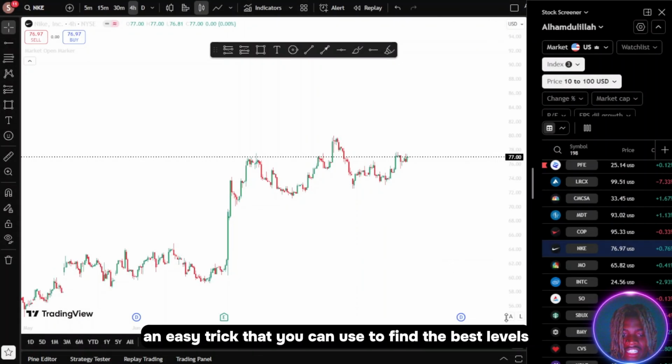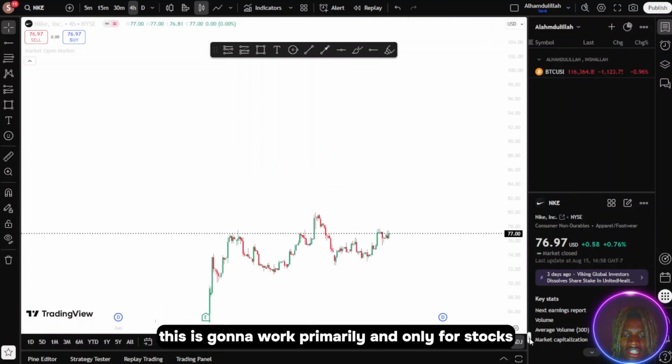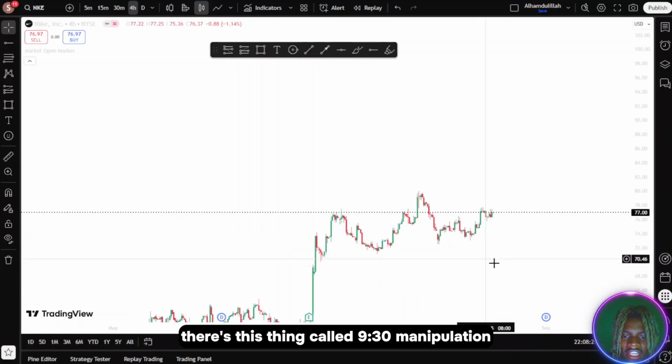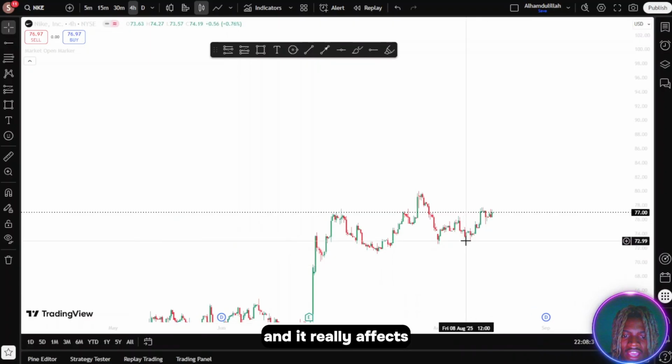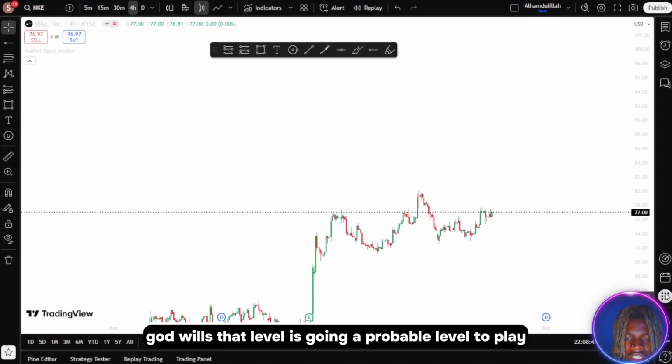I'm going to show you guys an easy trick that you can use to find the best levels and the best areas of support and resistance for stocks. This is going to work primarily and only for stocks. There's this thing called 9:30 manipulation, and it determines the probability of a level. If you see a market level reacting multiple times from an opening drive level on the stock market, that level is a probable level to play.